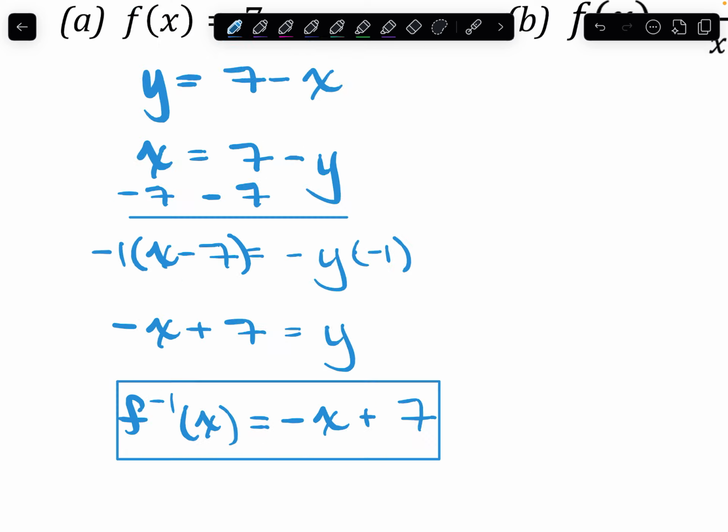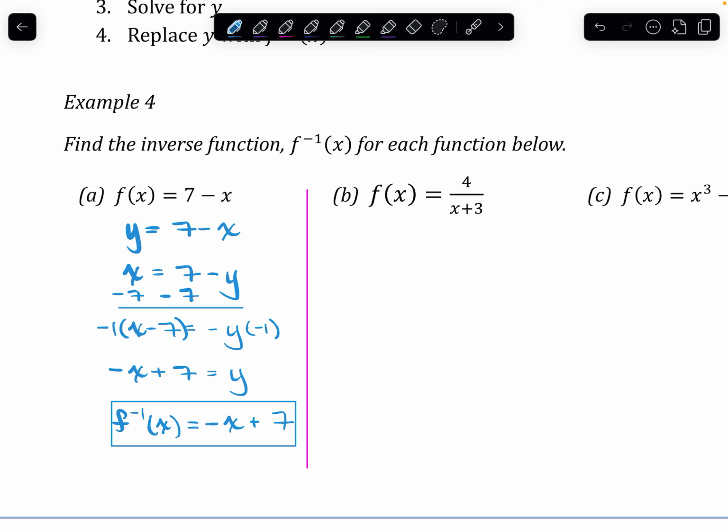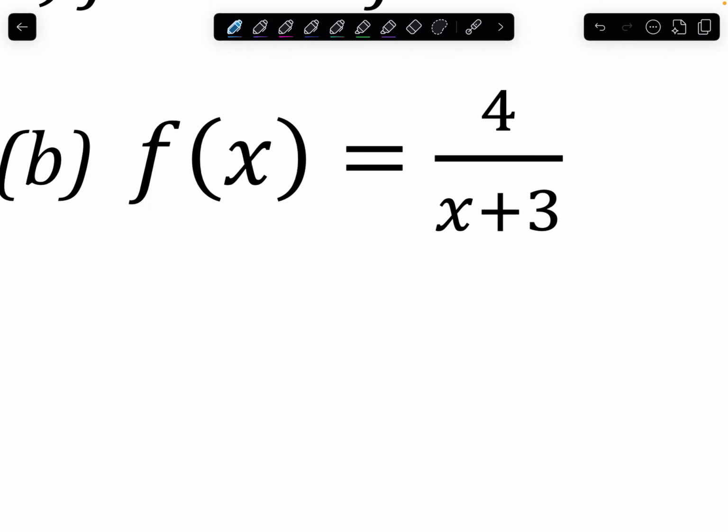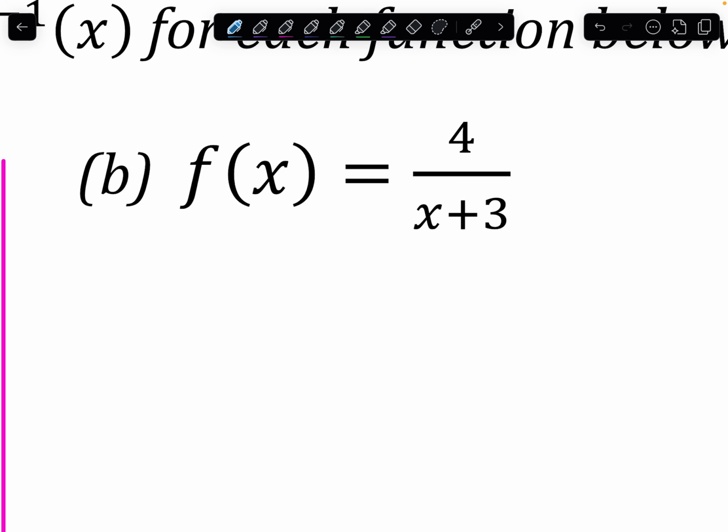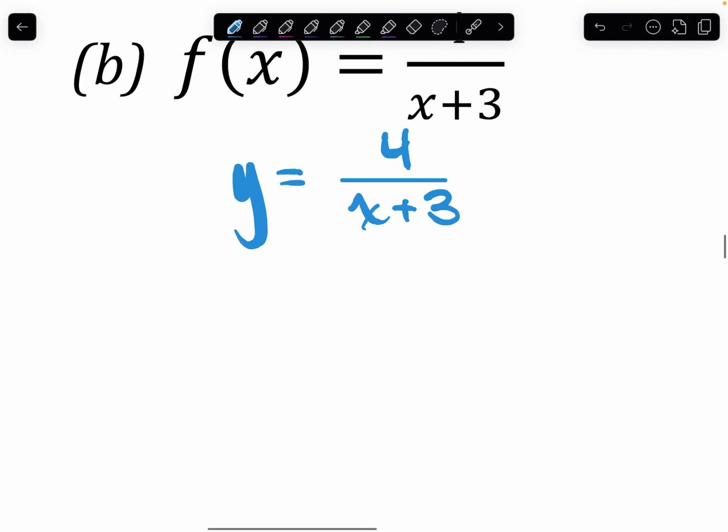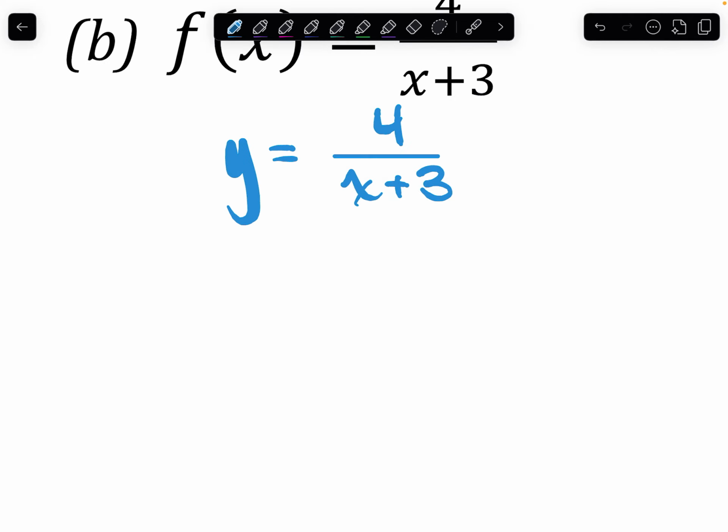All right, B. Same thing. Don't try this with the fancy label. It gets a little confusing because then you have two x's and you start to struggle. Which one do you replace? Change to y. Now we're going to swap x and y. So swap x and y, don't move anything else. So x equals 4 over y plus 3.